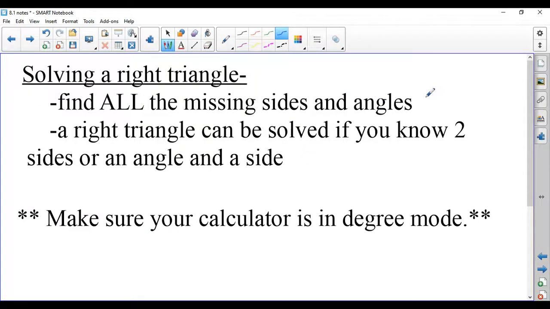So in this section, you're going to do some solving of a right triangle. Solving a triangle means finding all the missing sides and angles. In the Delta Math, it only may ask for one side or angle at a time. And with right triangles, you can find everything that's missing if you know 2 sides or an angle and a side. When you are doing this section and all of chapter 8, make sure that your graphing calculator, whatever calculator you're using for homework, is in degree mode.